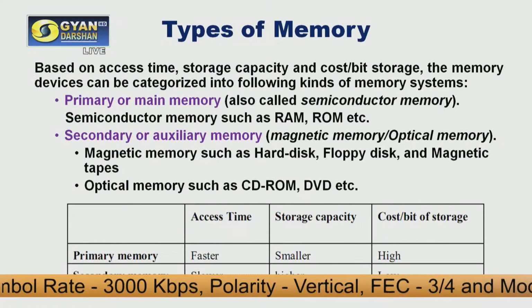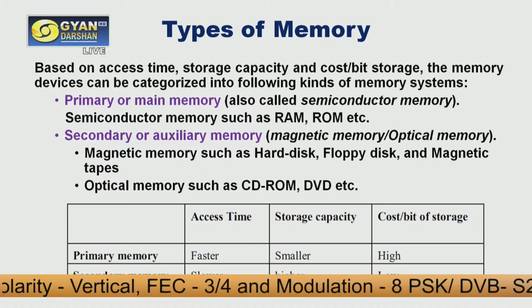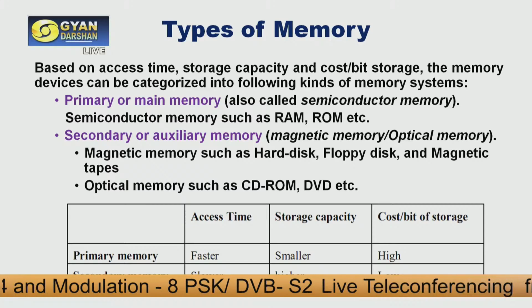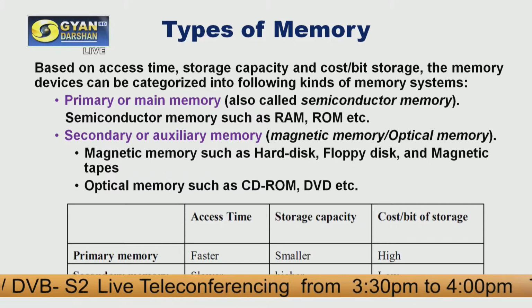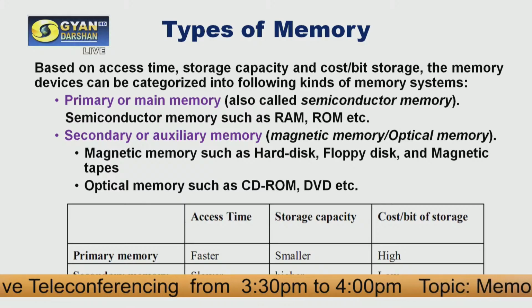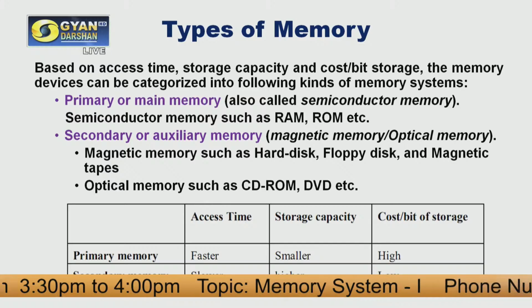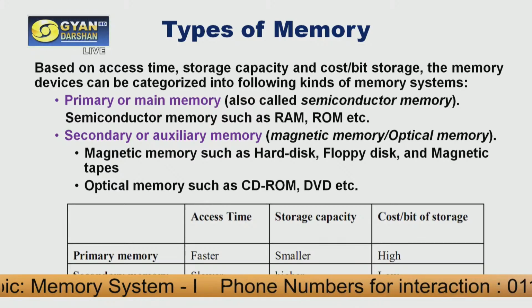So based upon the access time, the storage capacity and the cost per bit of the storage, we are classifying the memory into two main classes, that is the primary memory and the secondary memory. The primary memories, as we had already discussed, are the semiconductor memories, which are further decomposed on the basis of their speed of performance as the registers, the cache memories, and the RAMs and ROMs also.